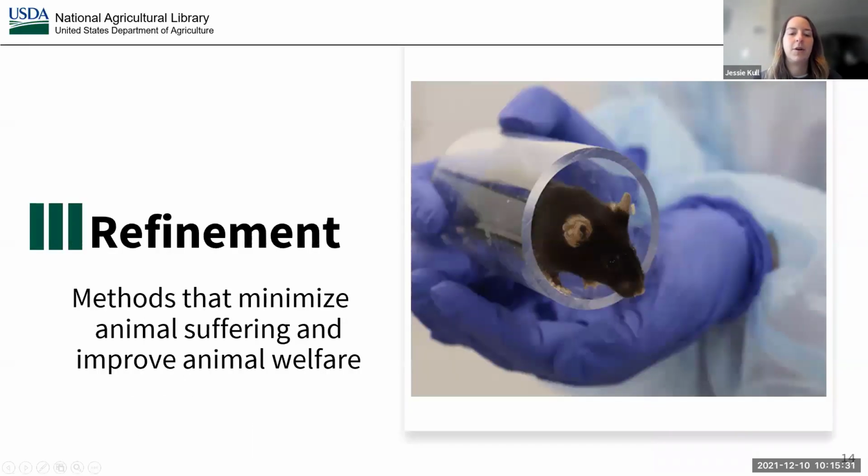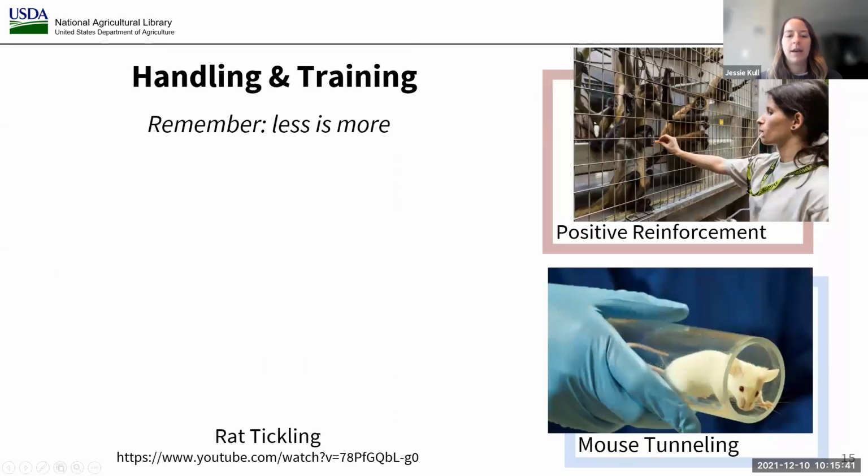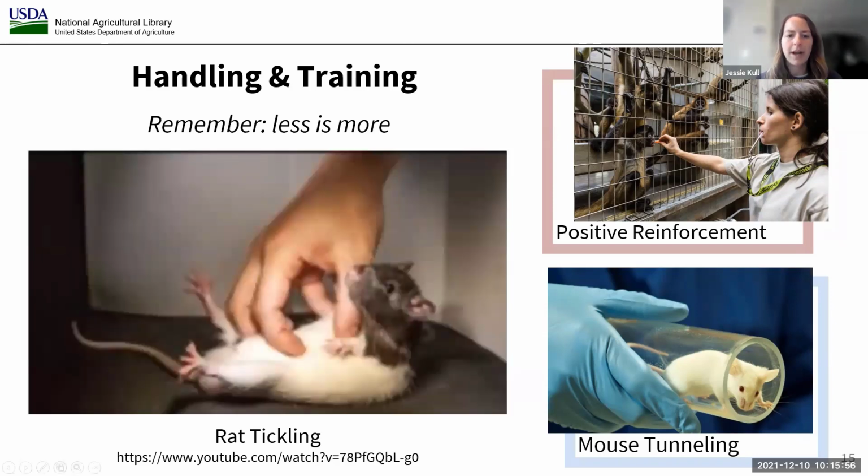And then lastly, our last R is refinement. And refinement refers to methods that minimize animal pain and suffering and therefore improve animal welfare. And again, one example of refinement that can be applied to any areas with using animals is handling and training. And again, this is important in any research or education setting because trained animals are less stressed when asked to complete a specific task and are more comfortable when they have to be handled by humans.